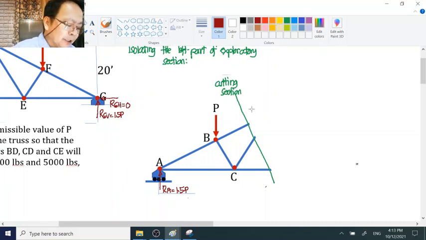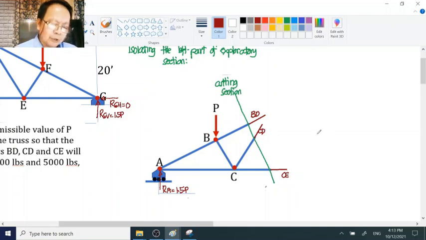Ano? So imagine natin that we have here our force. So yung ating force na nag-act dito. And we also have these forces. So this is our force BD. Ito yung ating CD. At ito yung ating CE. Ang totoo, hindi natin alam kung ano yung direction at ano yung sense na mag-act dun sa mga members na naputol. Ano? So anong ating gagawin?